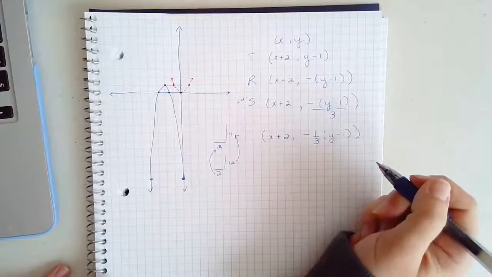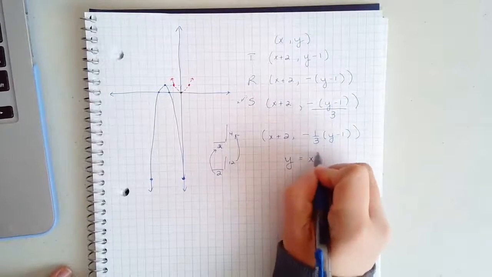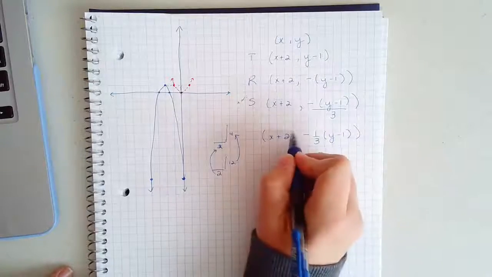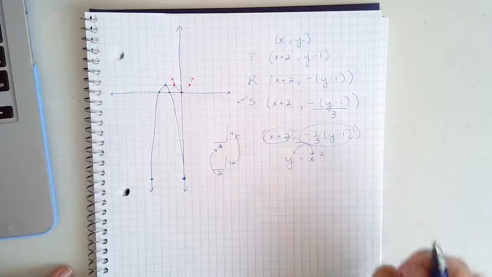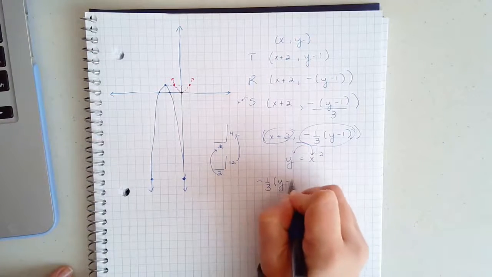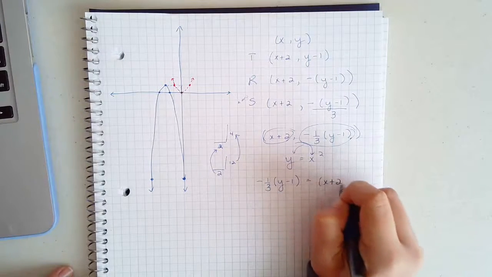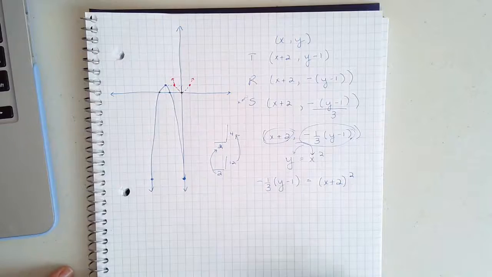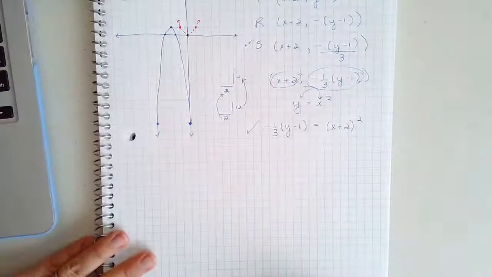So remember, our parent function is y equals x squared. All of this goes in for x. All of this goes in for y. So negative 1/3 times y minus 1 equals x plus 2 squared. Now I can rearrange that, which is really what I want to start moving to.